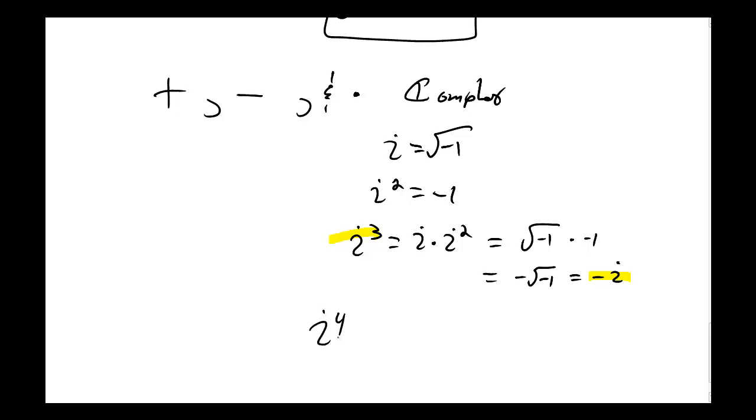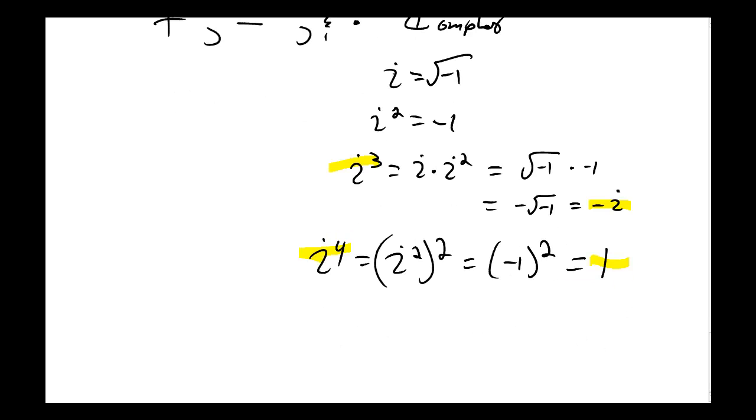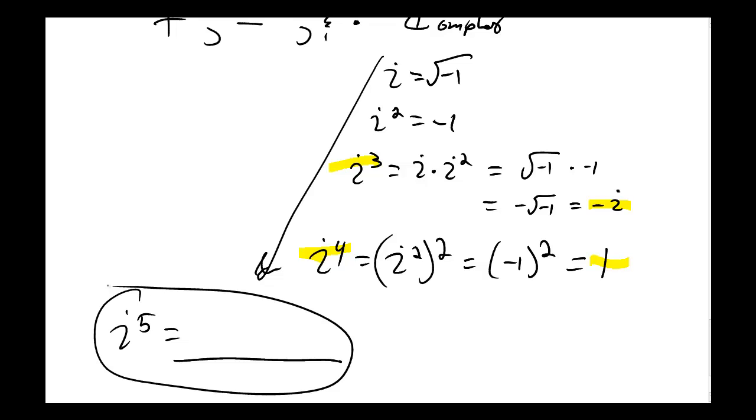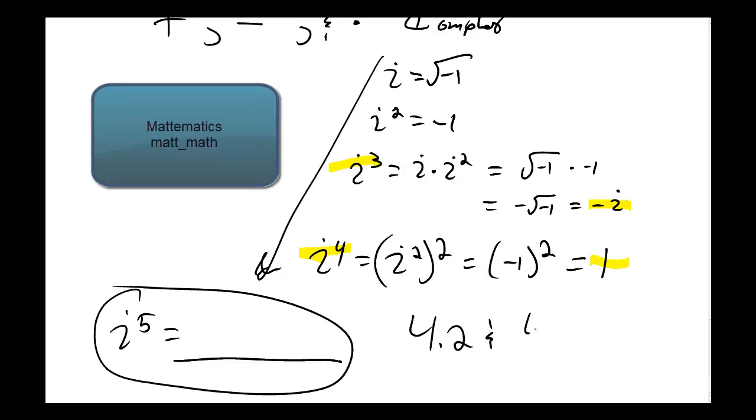If I'm talking about i to the fourth, well, this is just i squared squared. So this is negative 1 squared, which equals positive 1. The i's form a pattern, and once they've gotten up here to 4, they start repeating themselves. So you play around with what i to the fifth would equal and think about that. Next Tuesday, we'll start talking about this, and we'll move on to 4.2 and 4.3.